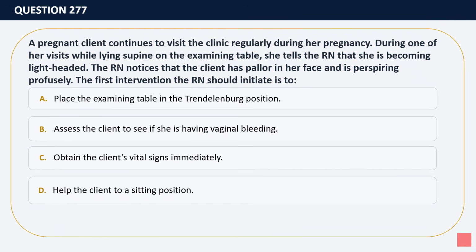Question 277. A pregnant client continues to visit the clinic regularly during her pregnancy. During one of her visits while lying supine on the examining table, she tells the RN that she is becoming lightheaded. The RN notices that the client has pallor in her face and is perspiring profusely. The first intervention the RN should initiate is to A. Place the examining table in the Trendelenburg position. B. Assess the client to see if she is having vaginal bleeding. C. Obtain the client's vital signs immediately. D. Help the client to a sitting position.